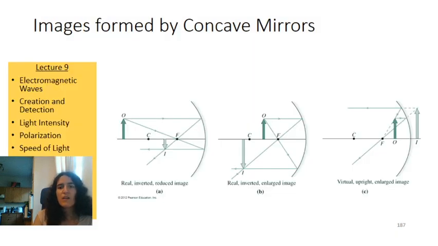Okay, so these are the three examples of placing an object outside of the center point, between the center point and the focal point, and then inside of the focal point, and the types of images that are produced in each case.